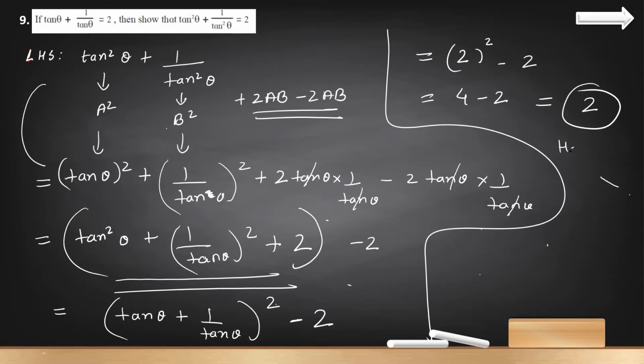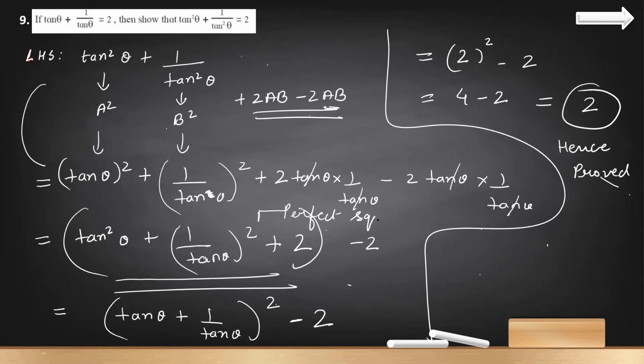So hence we proved that tan square theta plus 1 upon tan square theta is equal to 2. Okay, what we did, we converted this into a perfect square. How did we convert it into a perfect square? We converted it into a perfect square by adding and subtracting 2ab. So we'll take this plus 2ab together. This is a perfect square.